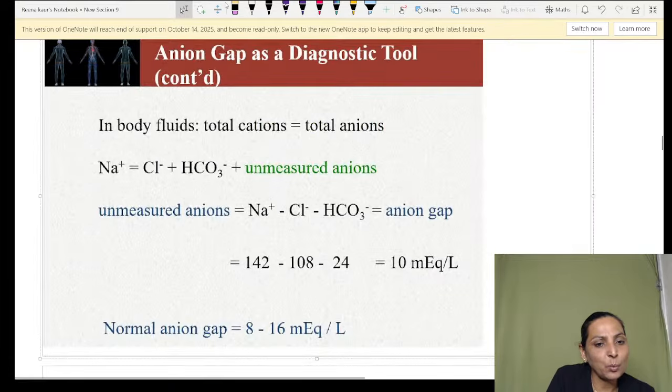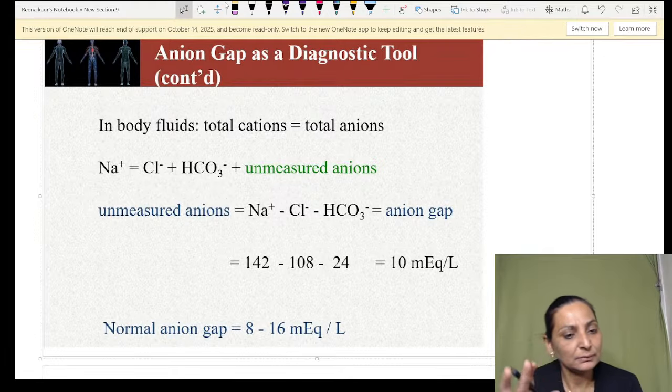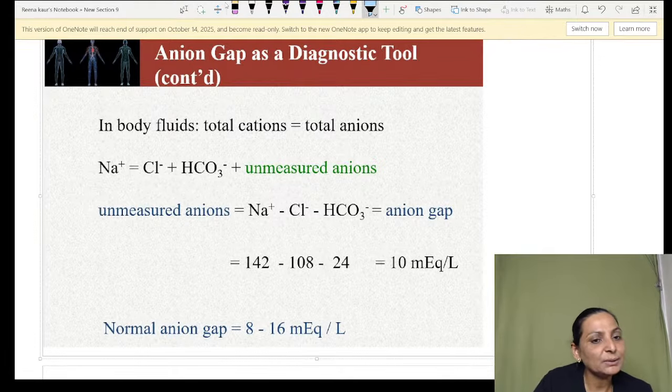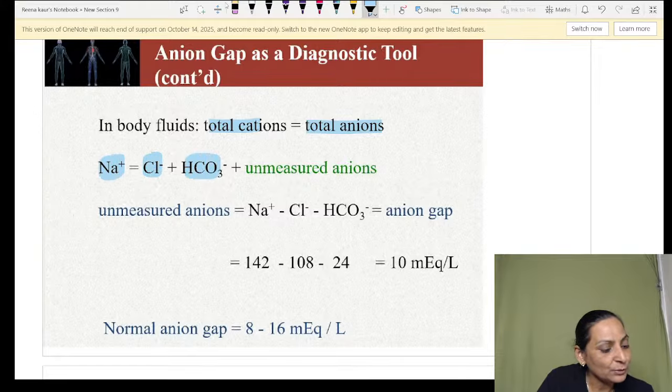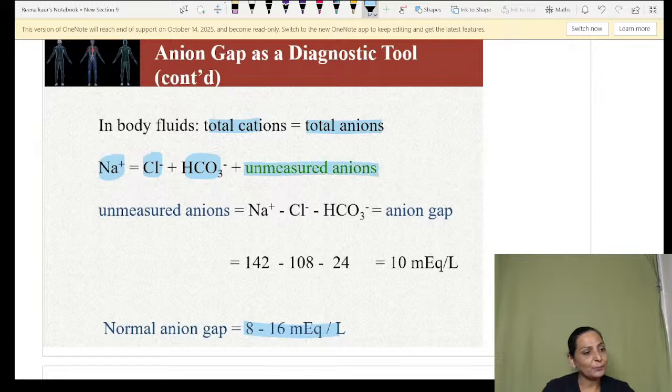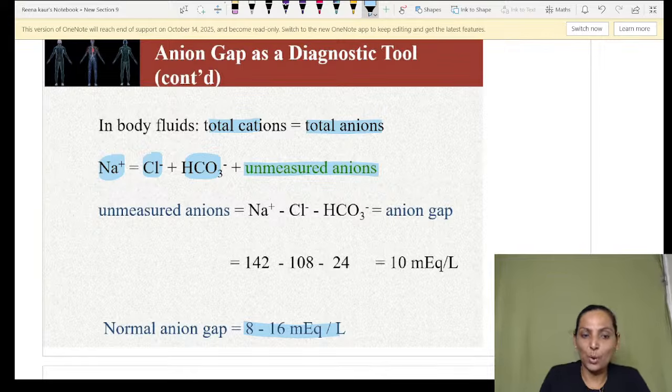Now, anion gap, if you want to understand it, remember that we assume that in the body, the total cations are equal to the total anions. That means we consider that sodium is equal to chloride plus bicarbonate, and the anion gap is in the range of 8 to 16 milliequivalents per liter. And we are not considering the unmeasured anions. Whenever we are measuring the cations or anions, we are only thinking about the measurable ones.